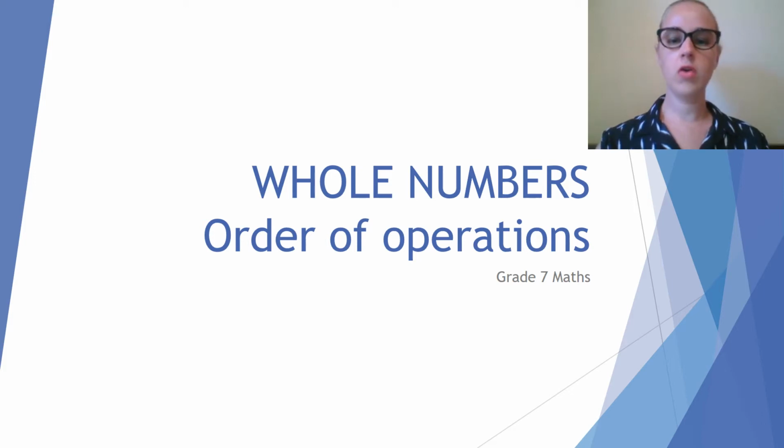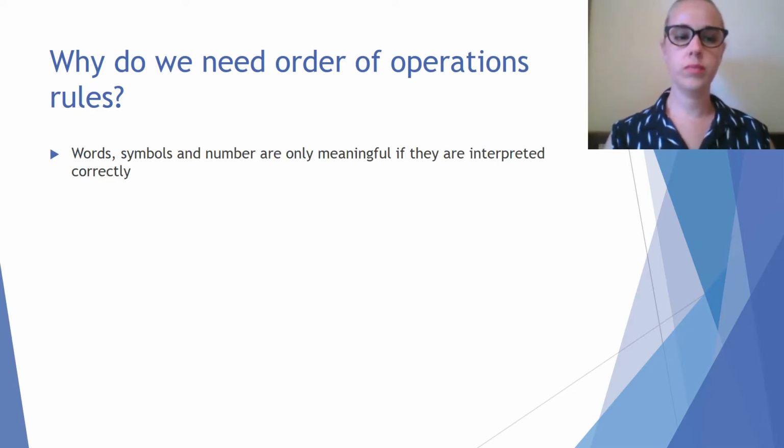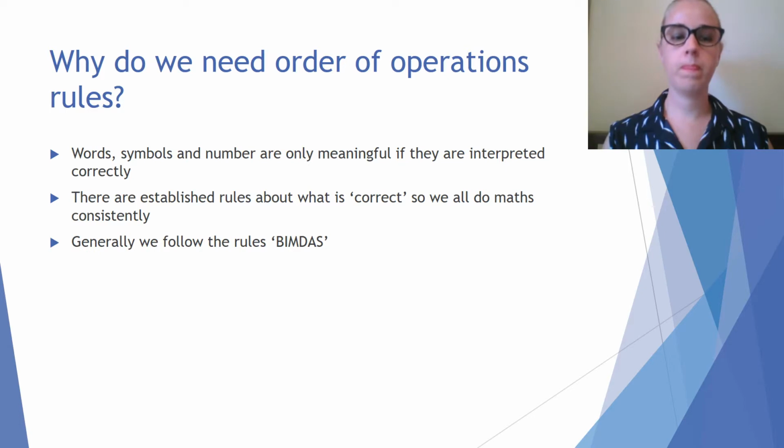This video about whole numbers looks at order of operations. So why do we need order of operations rules? Well, words, symbols, and numbers are only meaningful if they're interpreted correctly. We have established rules in maths about what is correct so that we all do maths consistently. Because if we can't all agree on what is correct, if we can't be consistent about it, then the numbers and the words and the symbols and the arrangements won't mean anything.